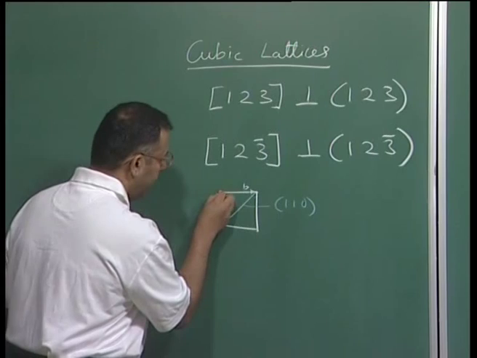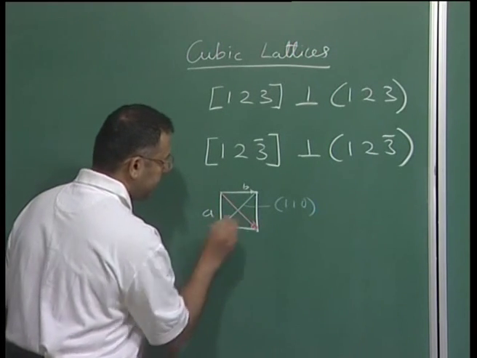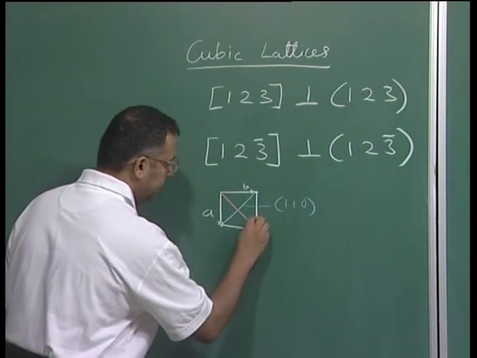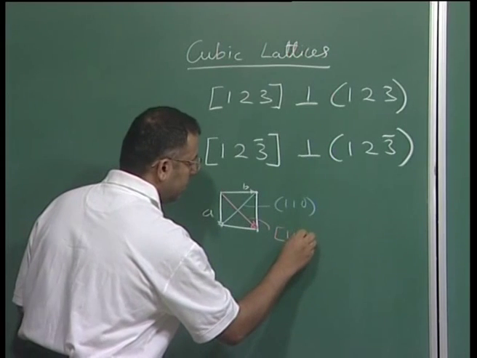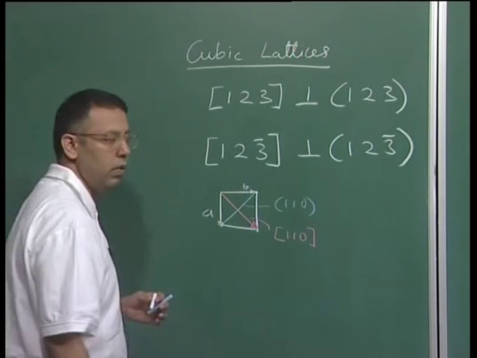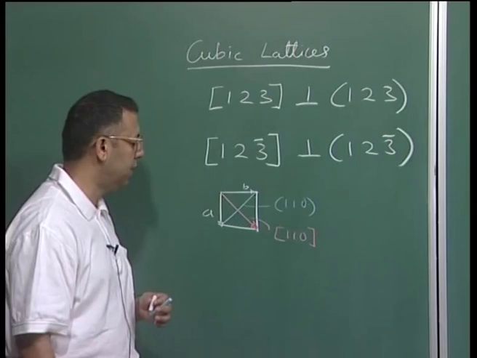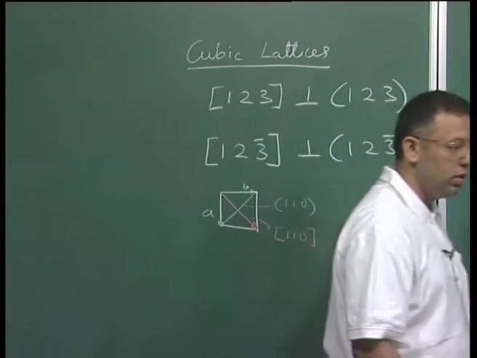My 1, 1, 0 vector direction would be this, and you can clearly see that the 1, 1, 0 direction is perpendicular to the 1, 1, 0 plane. But this is not true for all the other planes. For instance, the 101 direction is not perpendicular to the 101 plane, because there is a C elongation or a C contraction in the tetragonal system.